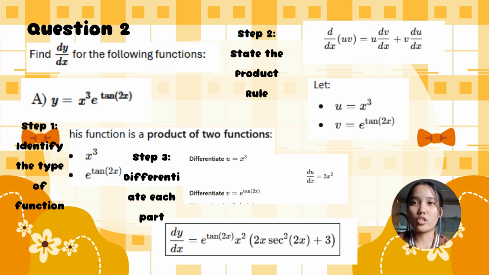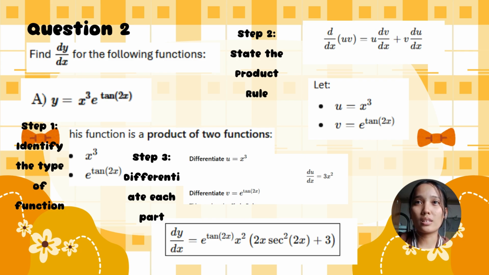Now we move to question 2. Find dy over dx for the following functions. Part A: y equals x to the power of 3 times e to the power of tan 2x. First, notice that this function is a product of two functions, x to the power of 3 and e to the power of tan 2x. Since the function involves multiplication, we apply the product rule.